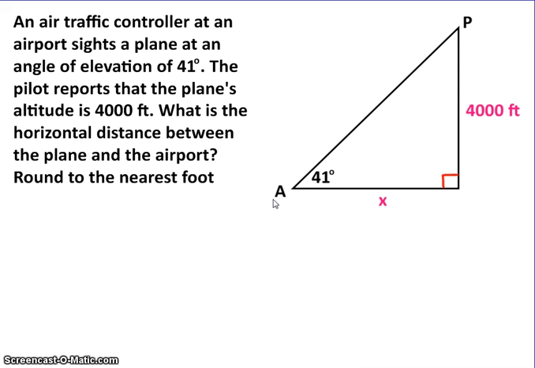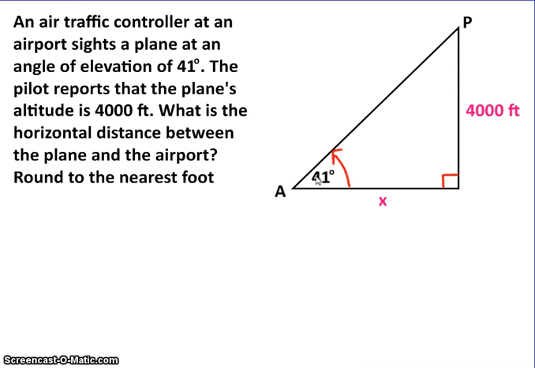Here's the air traffic controller. And he is looking up at an angle of 41 degrees. So 41 degrees is his angle of elevation. Okay? It is our job to find out how far away the plane is. That's important when we're trying to figure out what plane should land at what time. Okay? So let's go ahead and do some math.